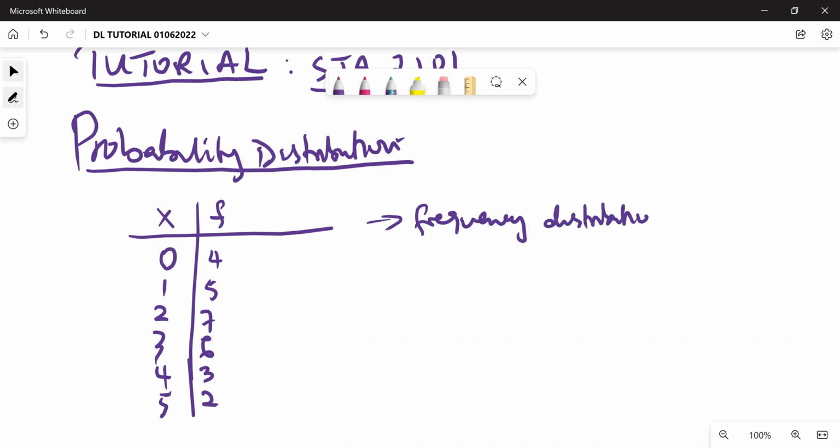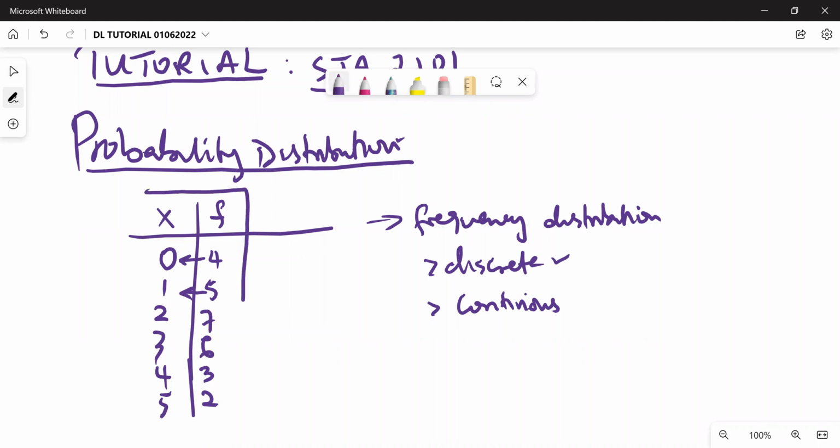And as you know, frequency distributions are either discrete or continuous. So the example that I've just given here is a discrete frequency distribution because the frequency value refers to a single value, a discrete value. This table here can be converted into what we are calling a probability distribution by replacing the column F with a column P for probability.